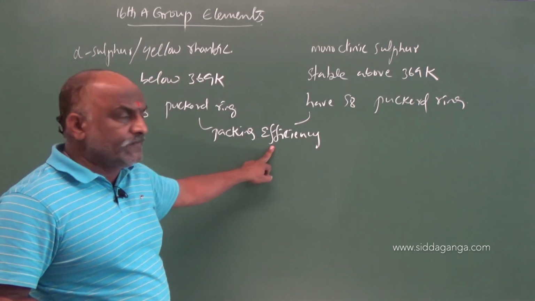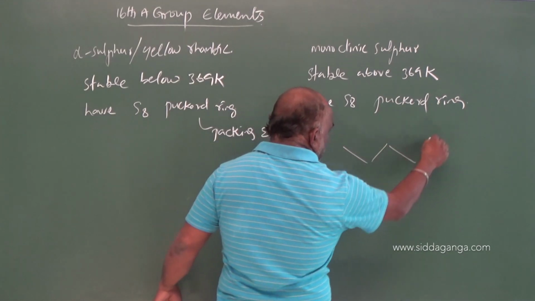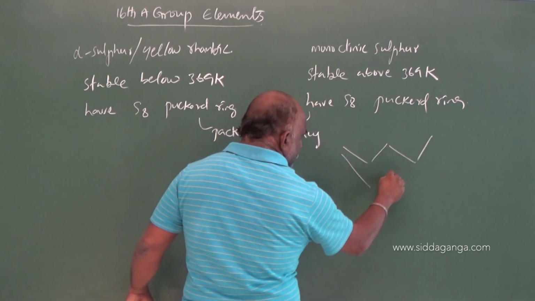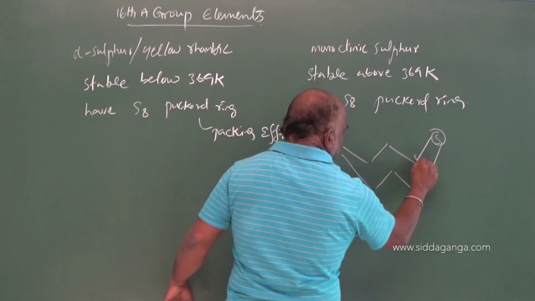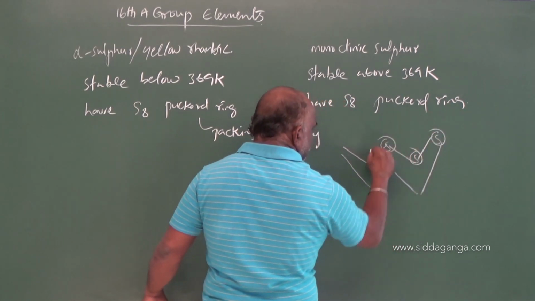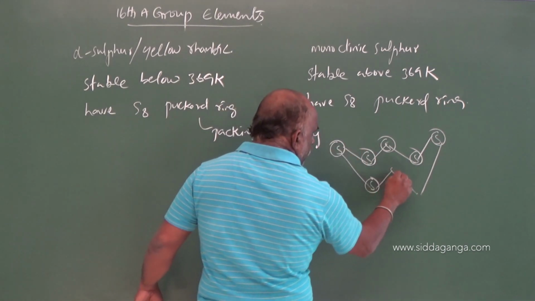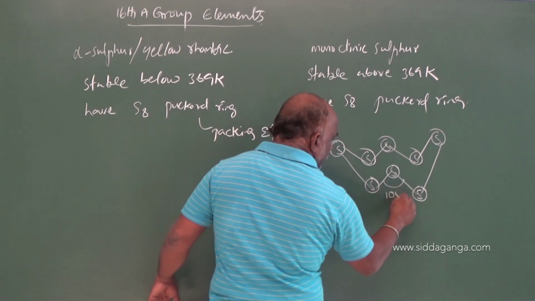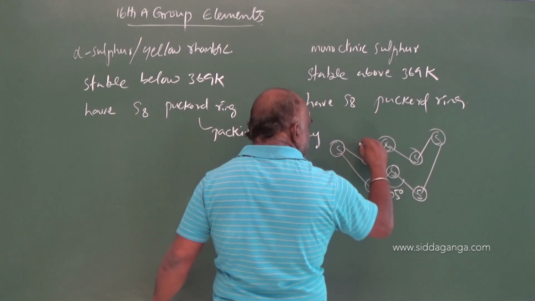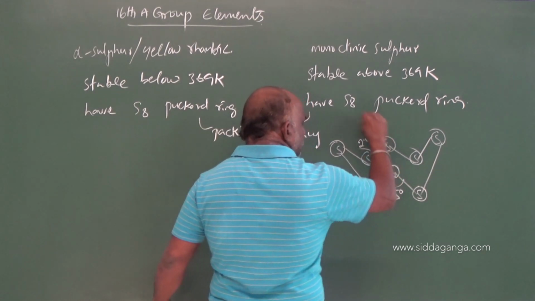And see the structure of these compounds, these structures are just like a crown. See my dear students, in the textbook it was there. Puckered ring structure, just like a crown shape, and here the bond angle is 105 degrees, and the bond length is 2.05 angstroms.